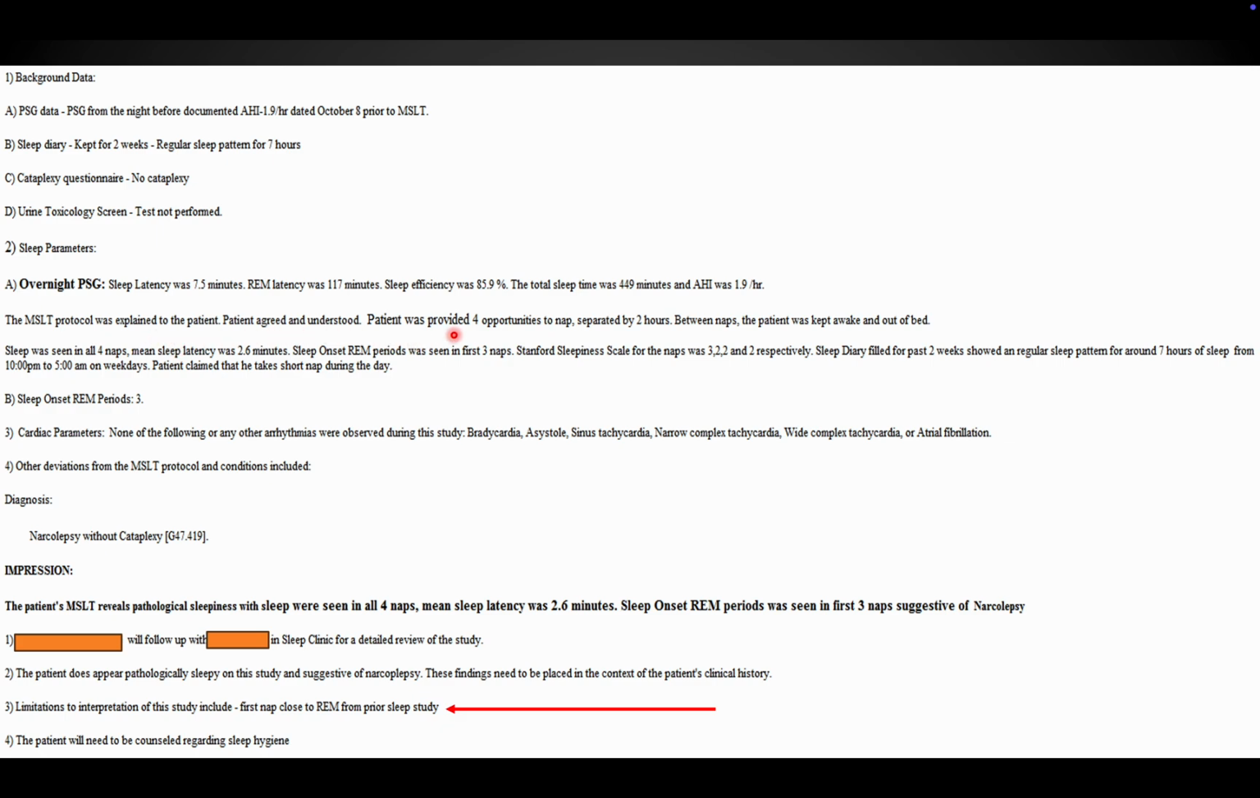Here only 4 naps were given, but it should have been 5 naps. There was sleep onset REM in 3 naps, and the Stanford Sleepiness Scale was also mentioned here, and the mean sleep latency is 2.6 minutes. So as the mean sleep latency is less than 8 minutes with 3 SOREMs, along with no cataplexy, it becomes narcolepsy without cataplexy, or type 2.